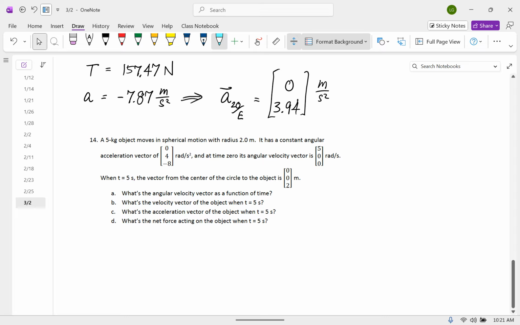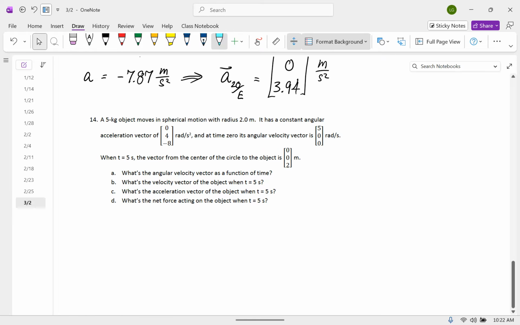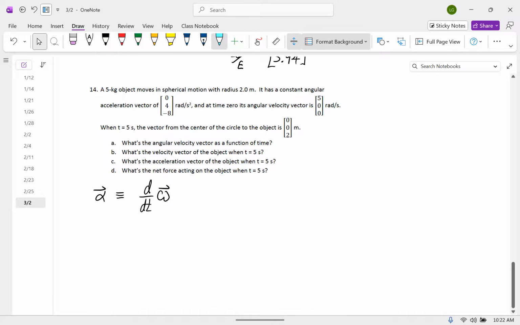Okay, so we're given the constant angular acceleration, and at time 5 seconds, we're given an r vector. Okay, and so we're going to use some definitions of relationships between angular velocity and angular acceleration. Remember that the angular acceleration vector, you can think of its definition as the time derivative of the angular velocity. Okay, so we can think d dt of omega as a function of time is equal to 0 for negative 8.